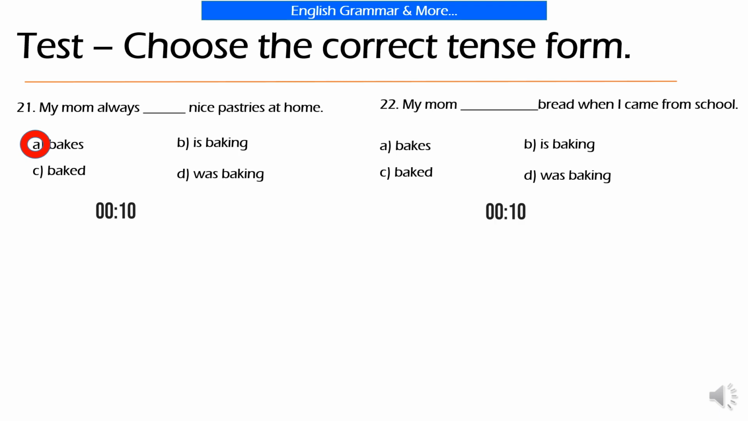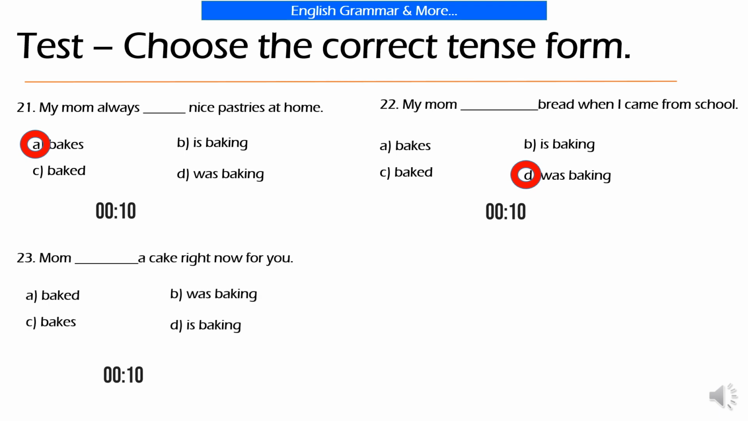Question 22. Here, the correct answer is D. My mom was baking bread when I came from school. The correct answer is the past continuous tense form because in this sentence we see a clause in the past, which is when I came from school, and that indicates that the other action also happened in the past, and from the context we can tell that it was in a continuous mode.